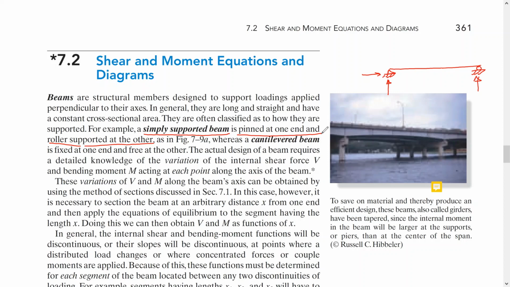We do have many other beams. One of them is the cantilever. It's fixed at one end and free at the other end. This is the fixed end and this is the other end. So we call this a cantilever beam, okay? It's kind of, let's say, a balcony in a building, يعني شرفة في بناية أو عمارة, okay? So it's fixed at one end and free at the other end, okay?